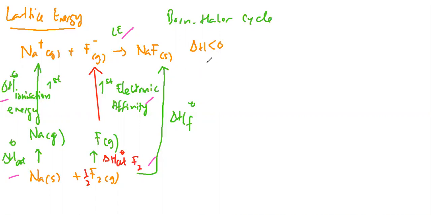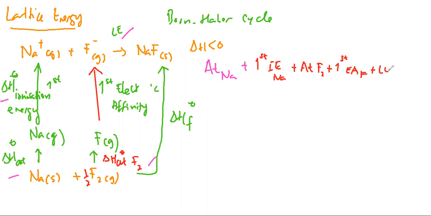So I'll just write the equation, making it short and simple: AT of Na, plus the first IE of Na, plus the atomization of F2, and then plus the first electron affinity of F, plus lattice energy equal to delta HF of this compound.